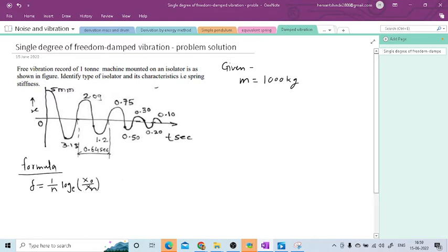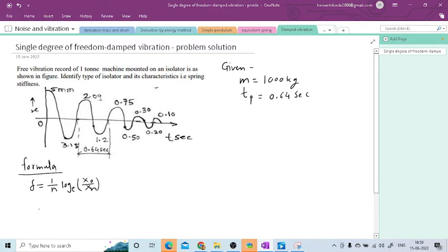Along with that they have also provided the time period. See, from this point to this point one cycle is completed, and for one cycle they have provided the time period. So in the given data I'll mention the time period is 0.64 seconds. Now this is the first formula for the logarithmic decrement.